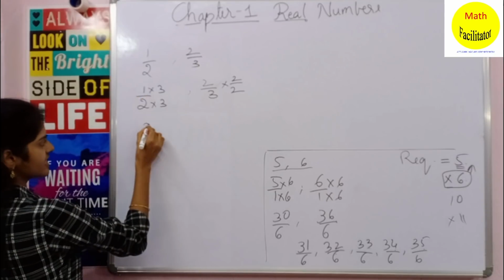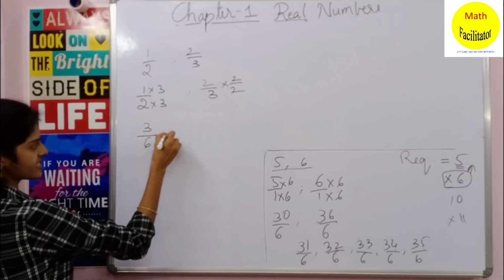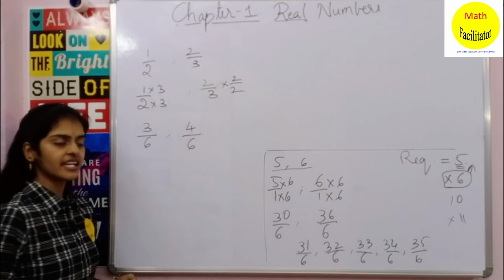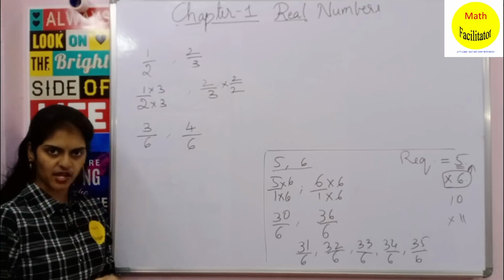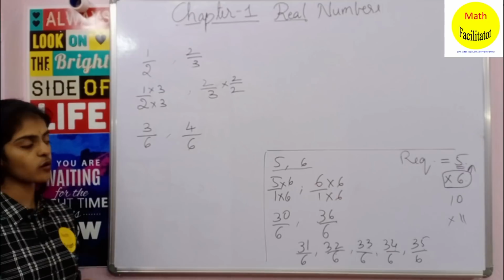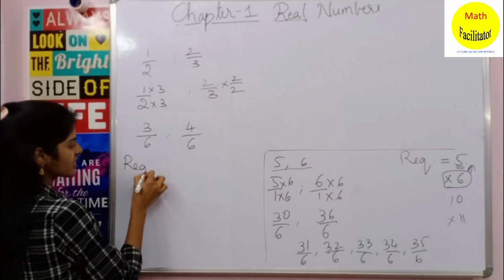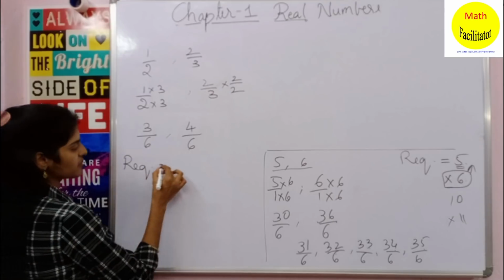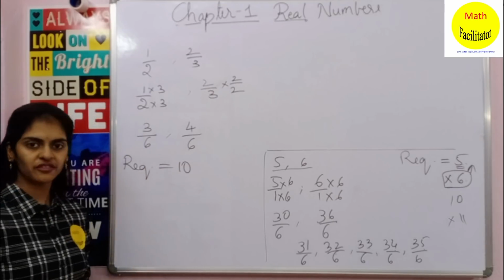Now 1 3s are 3 divided by 2 3s are 6, and here 2 2s are 4 divided by 3 2s are 6. Now you can see that the denominators are same. Yes, now it is easy for us to insert rational numbers. Now what are the number of required rational numbers which we have to insert between these two rational numbers? It is nothing but we have to insert 10 rational numbers between these two rational numbers.